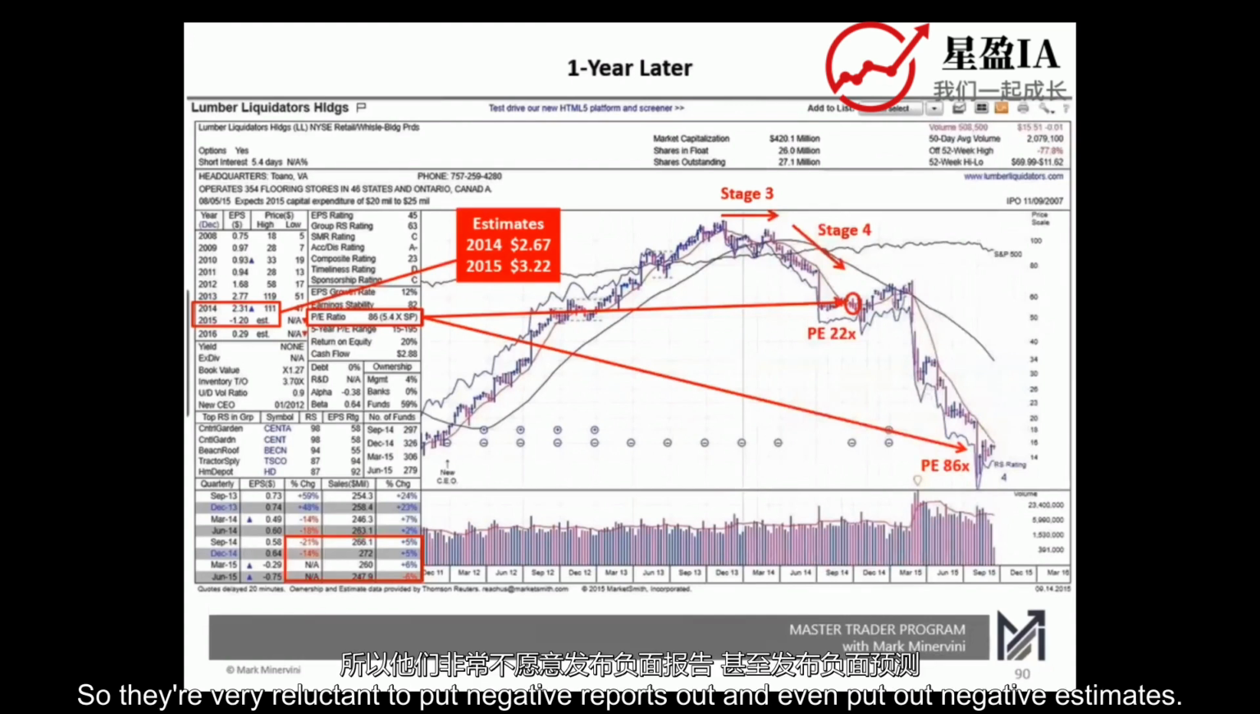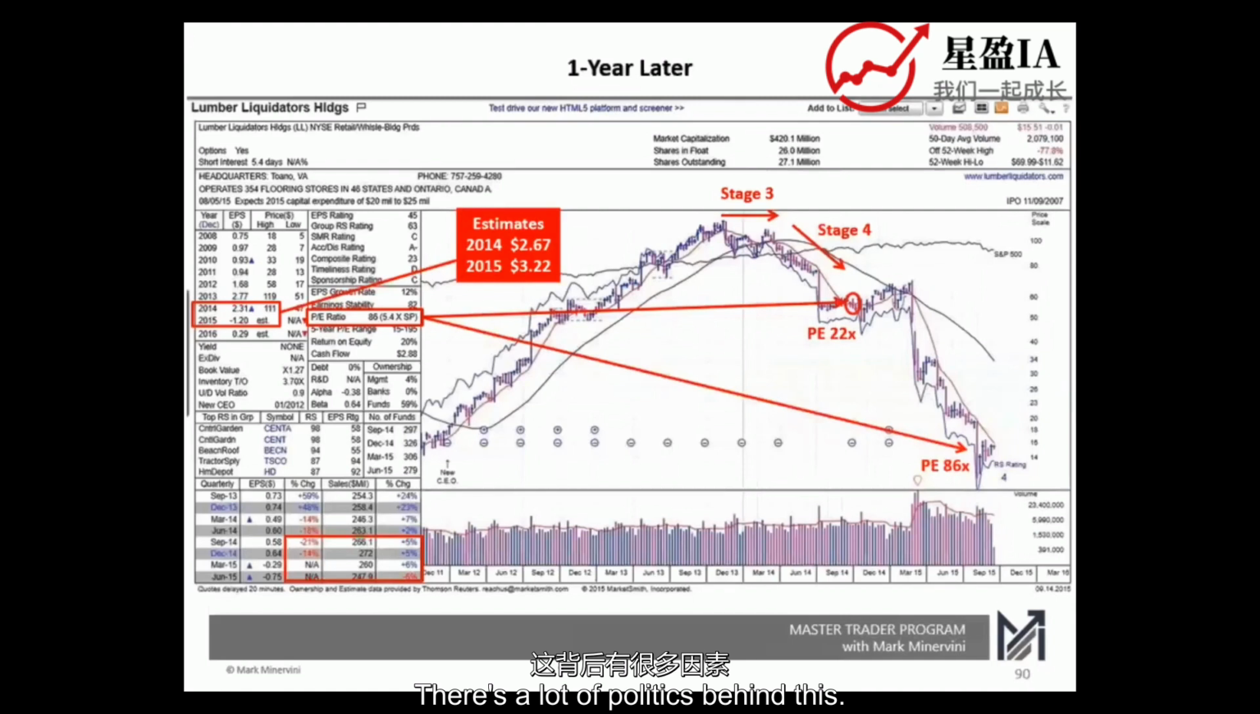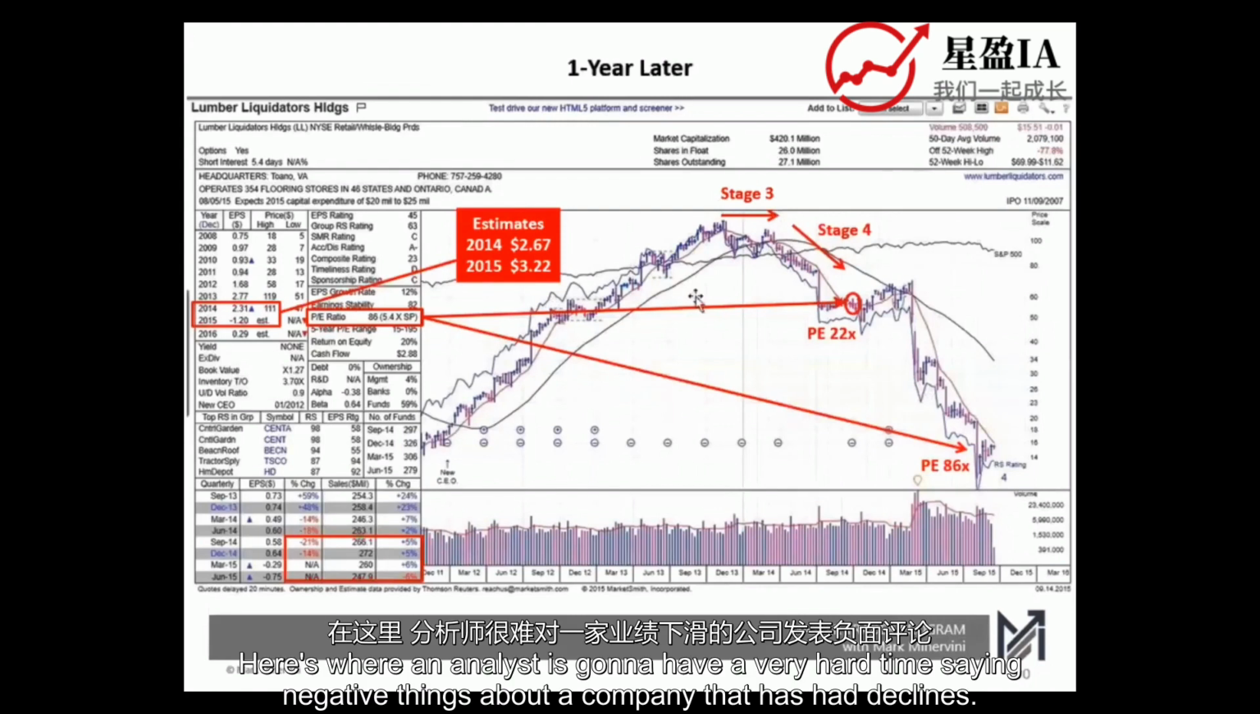So they're very, very reluctant to put negative reports out and even put out negative estimates. There's a lot of politics behind this, and that's basically what David is saying. And so let's assume this was Amazon. Here's where an analyst is going to have a very hard time saying negative things about a company that has had declines in the past.